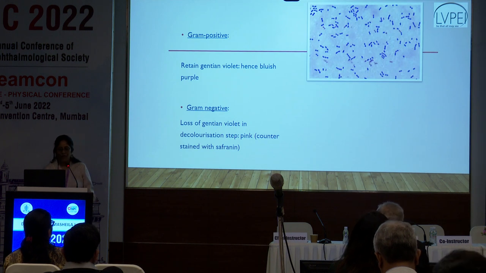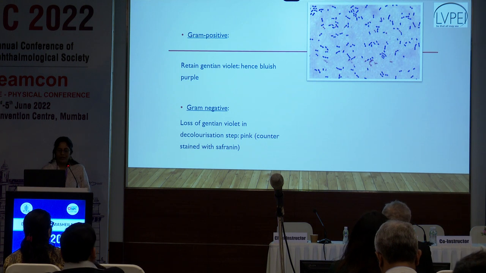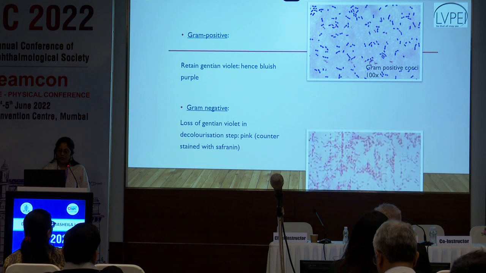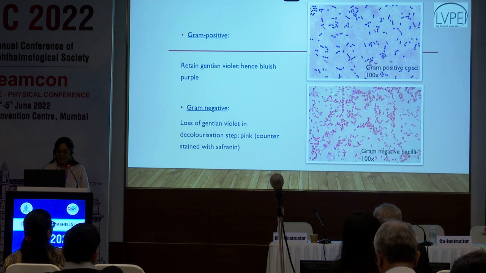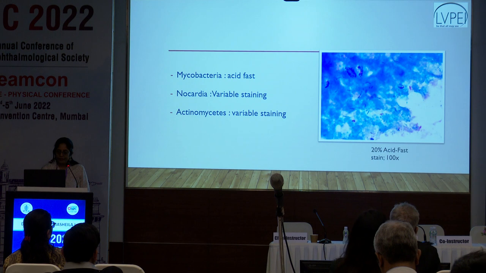You can have gram-positive organisms, gram-negative organisms. So you know which track and what set of antibiotics you have to start for these two groups of patients. So this is gram-positive and gram-negative bacilli. Acid-fast staining is invaluable in rarer infections.